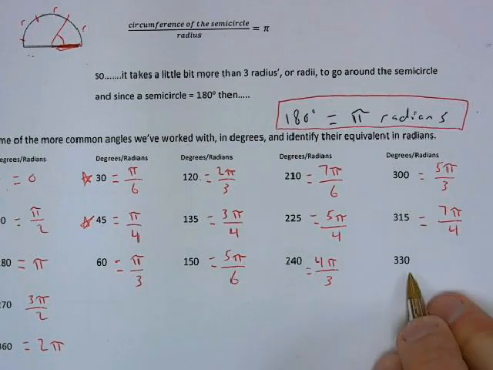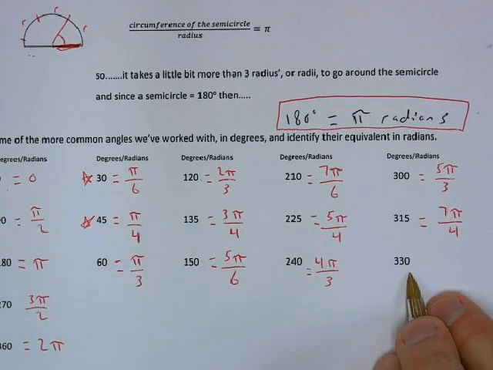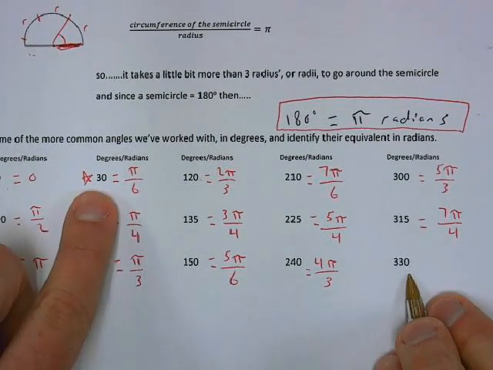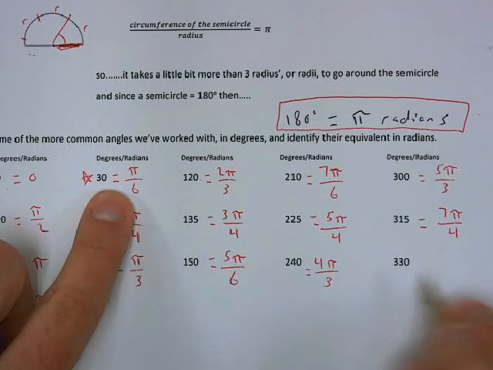Okay. And then last one here, 330 degrees. Well, that's 30 degrees times 11. So then it would be 11 pi over 6 for that one.